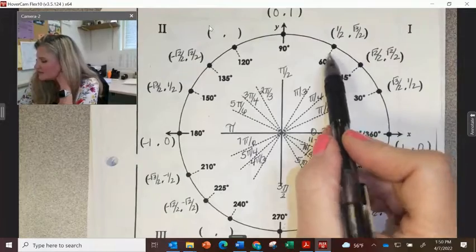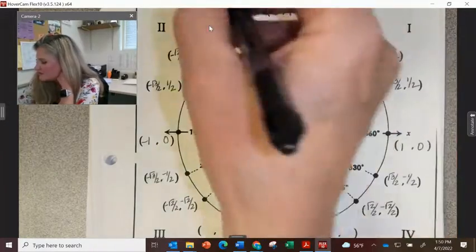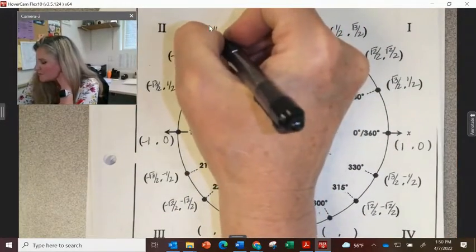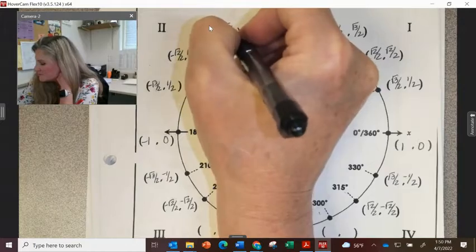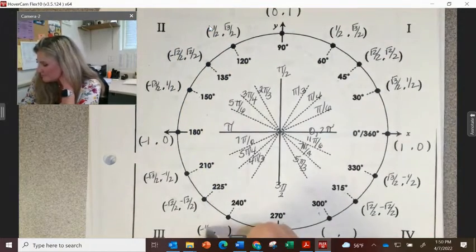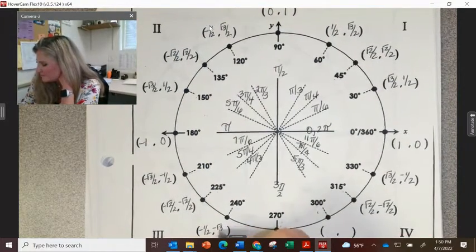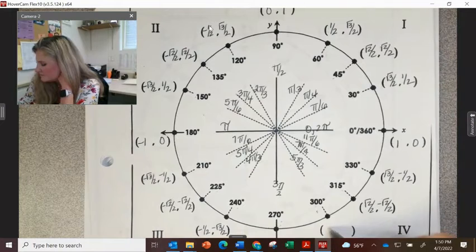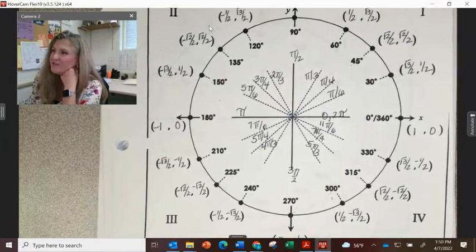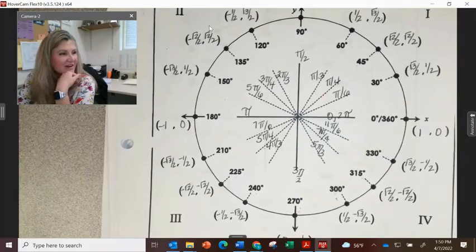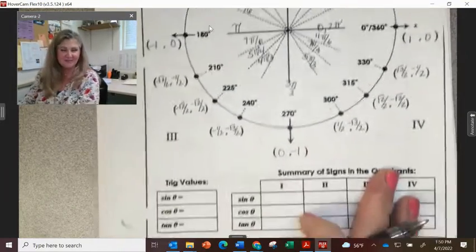Okay, so now we got our 60s. Fill in all your 60s. All right, you just filled in the unit circle. Pretty painless, right? Okay, now you have to be able to use it.